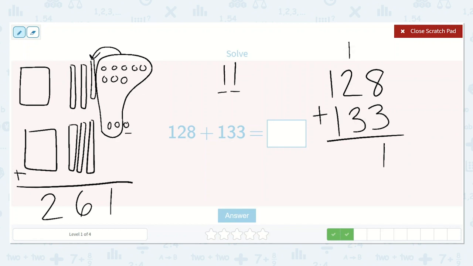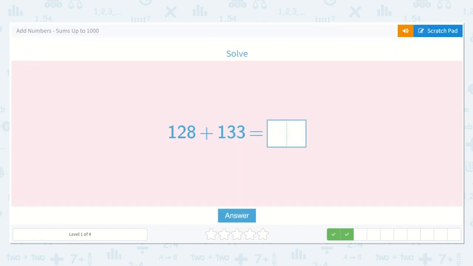So now we have 1 plus 2 is 3 and then 3 more. So 3, 4, 5, 6. Then we have 100 plus 100 is 200. So we got the same answer, 261. Great job.